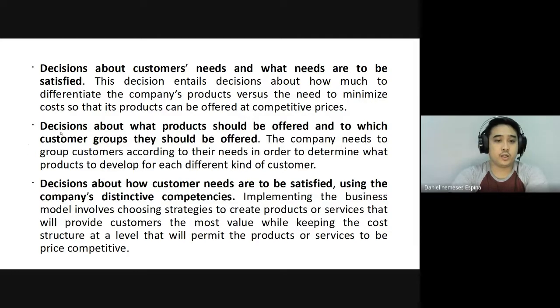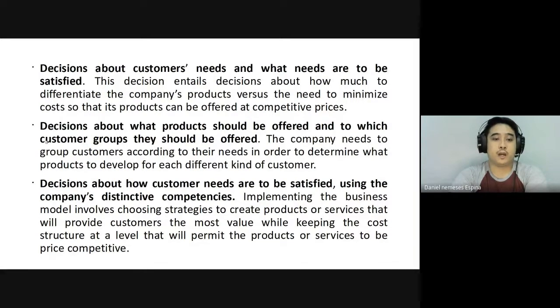Second type of decision that management should consider is what the product should be offered and to which customer groups they should be offered. So what products should be offered, and what is our target customer group. So the company needs to group customers according to their needs in order to determine what products to develop for each different kind of customer.